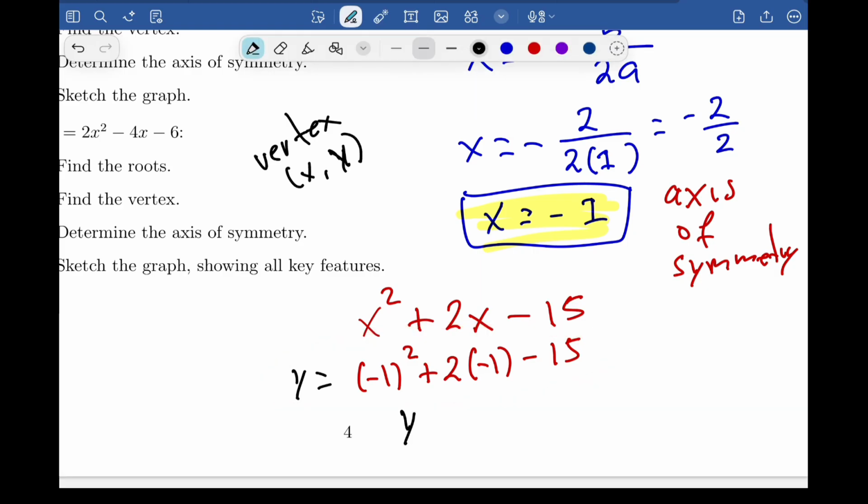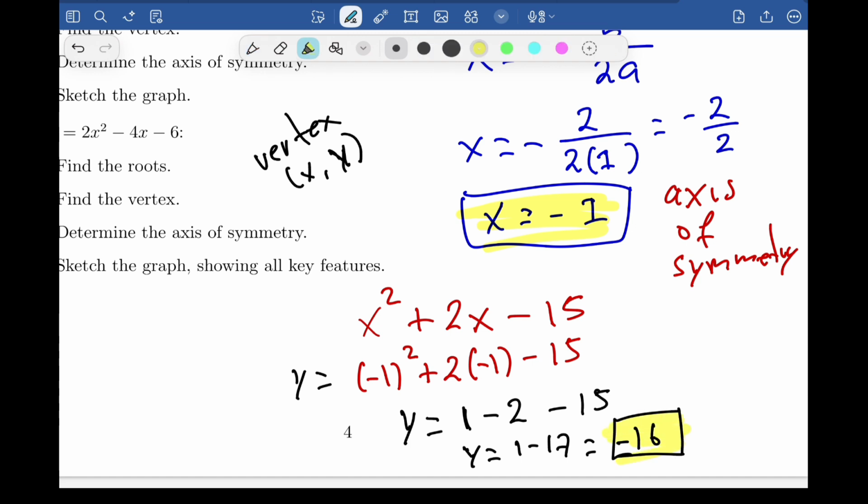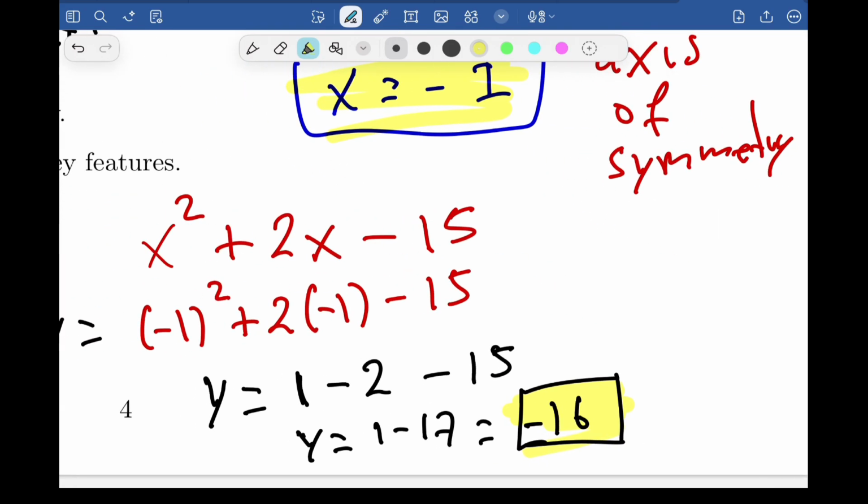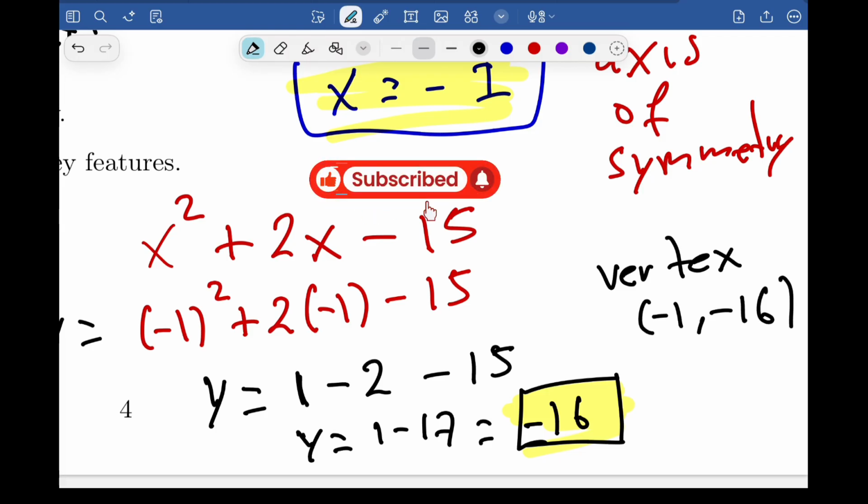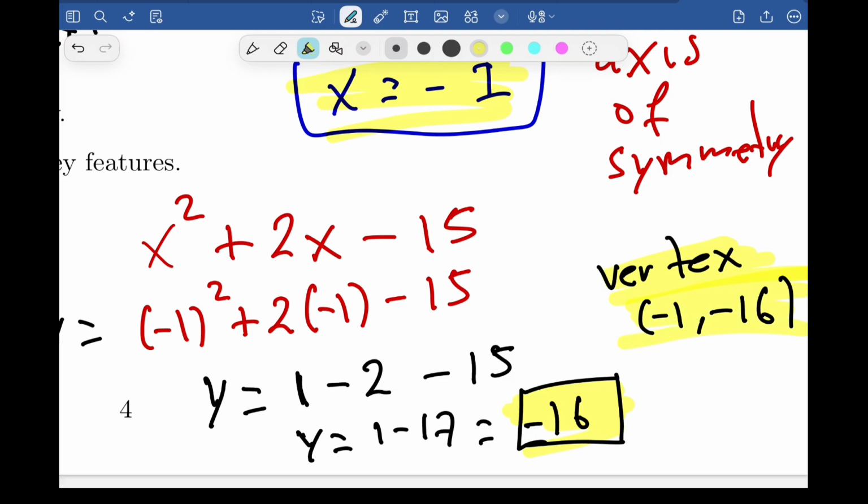So we have y: negative 1 squared is 1, minus 2 minus 15. Basically this is like y equals 1 minus 17 equals negative 16. So this is the y coordinate. So we can be super sure that the vertex is at negative 1 comma negative 16. And that's it. This is the vertex. This is the proper way to find the vertex.